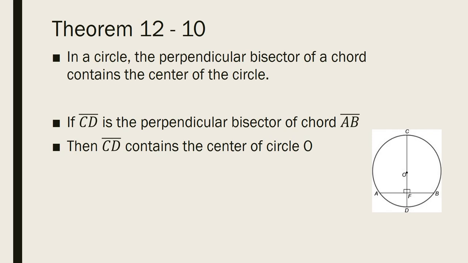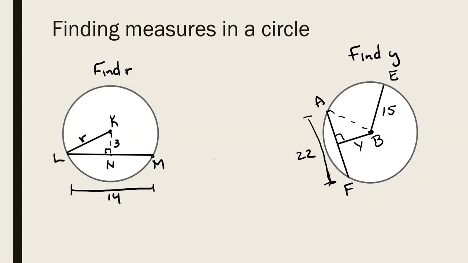Theorem 12.10, last theorem. In a circle, the perpendicular bisector of a chord contains the center. So any perpendicular bisector of any chord will be a diameter. So again, the last several theorems, 12.8, 12.9, 12.10 are saying the same thing in a different way. So let's do a couple of problems and see what we can do.